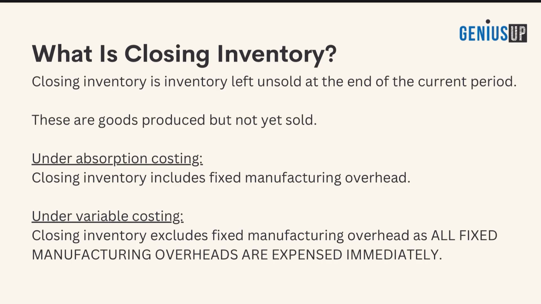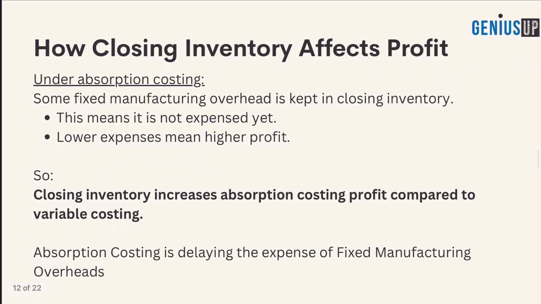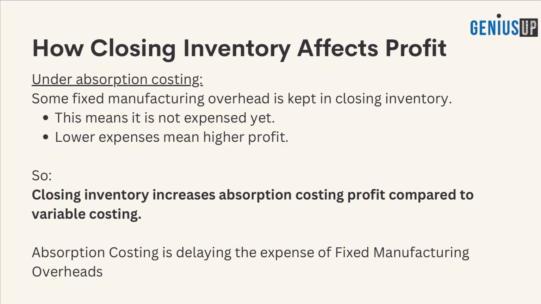So under variable costing, all fixed manufacturing overheads incurred are expensed in the current period, and none is stored in closing inventory. So how does closing inventory affect profit? Under absorption costing, some fixed manufacturing overhead are kept in closing inventory. This means that it is not expensed yet, right? It is not expensed yet because they're sitting in closing inventory. They're only going to be expensed when this inventory is sold, which is next year under absorption costing.